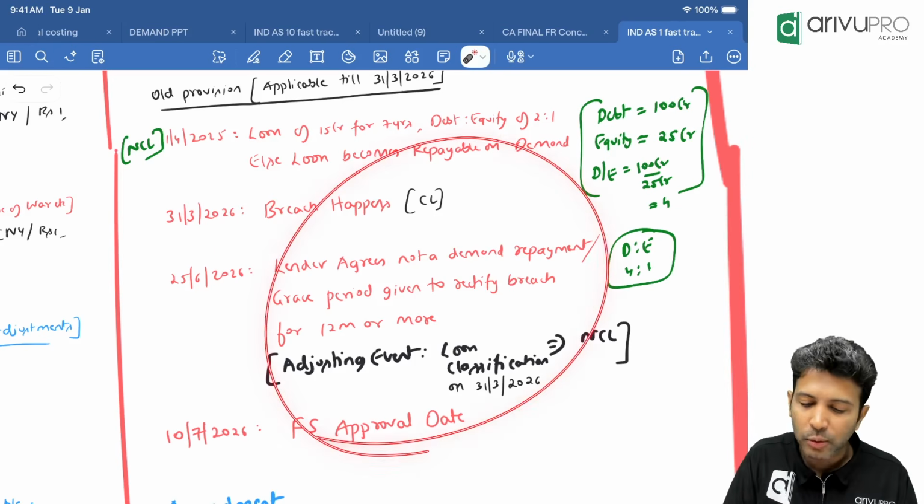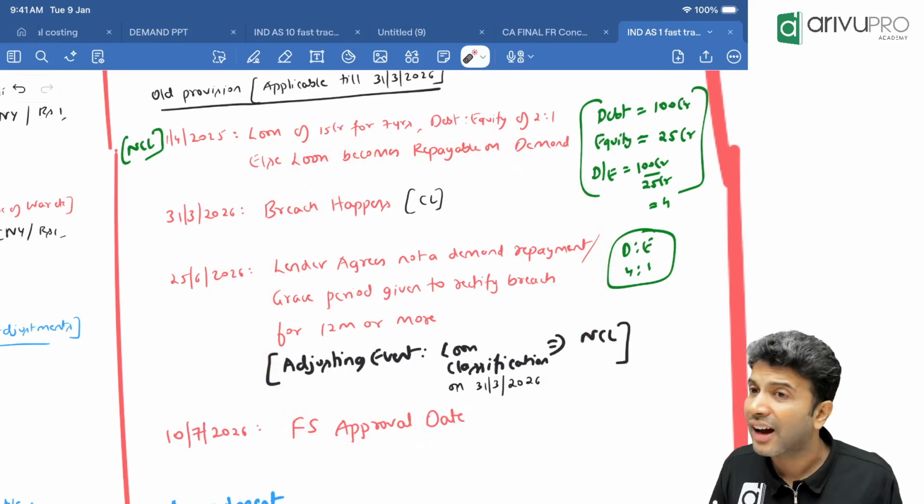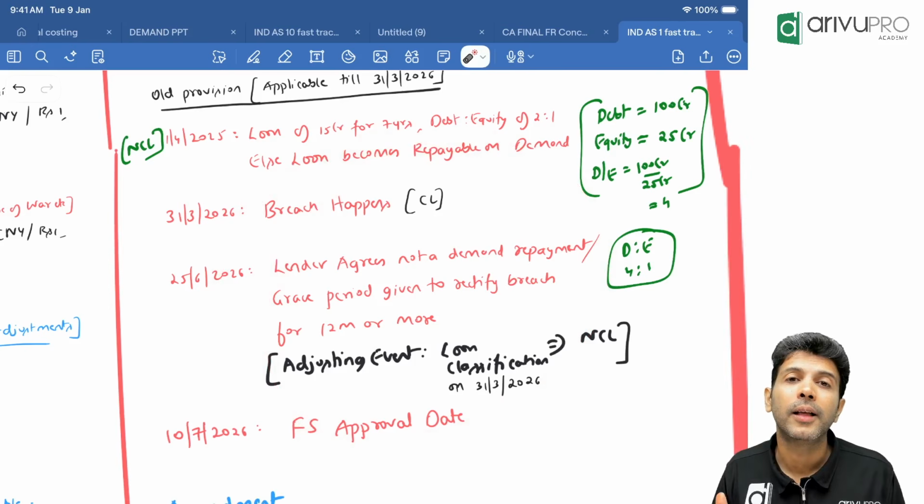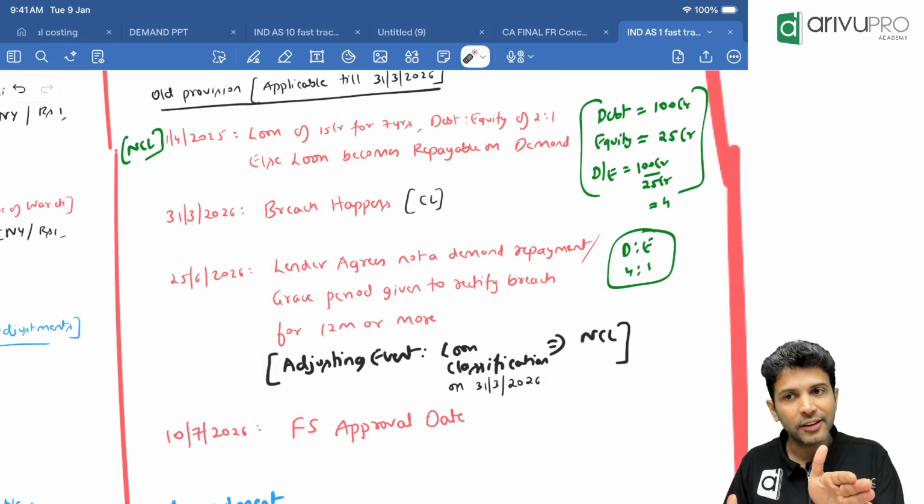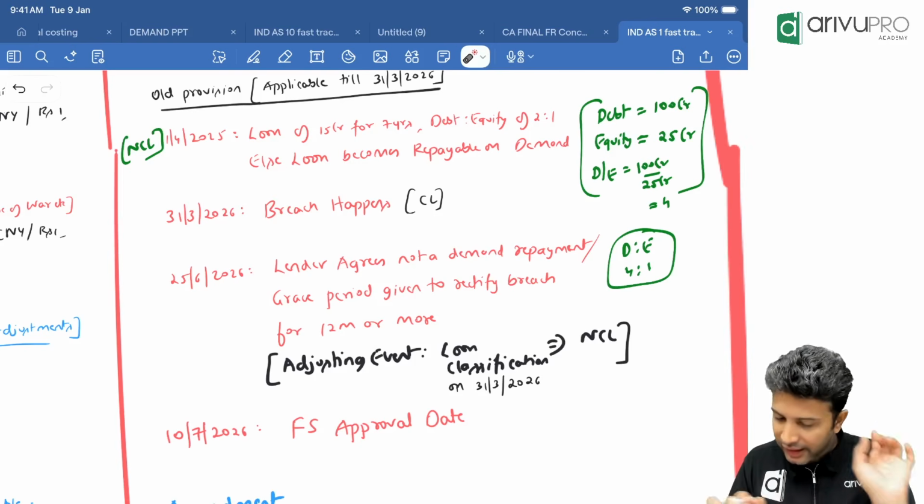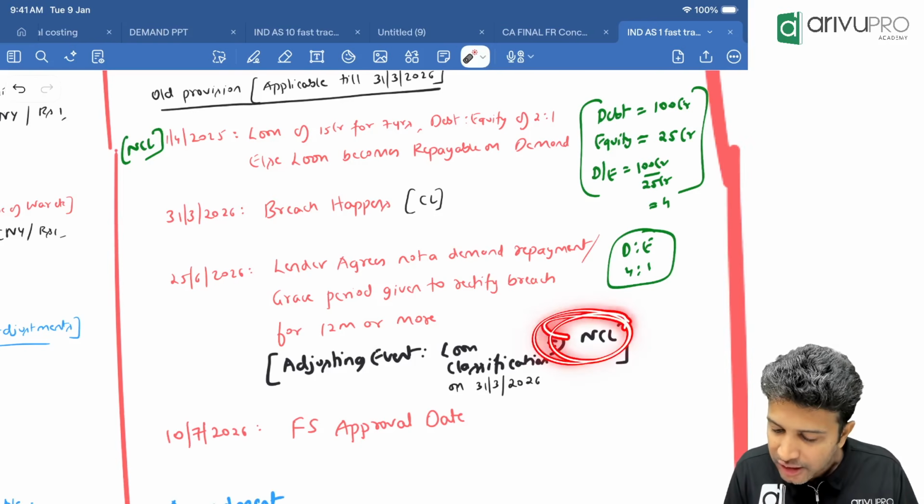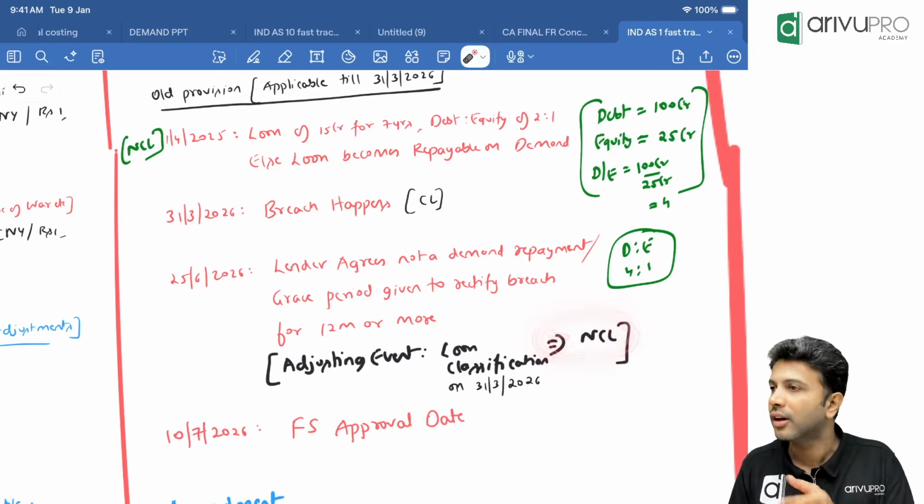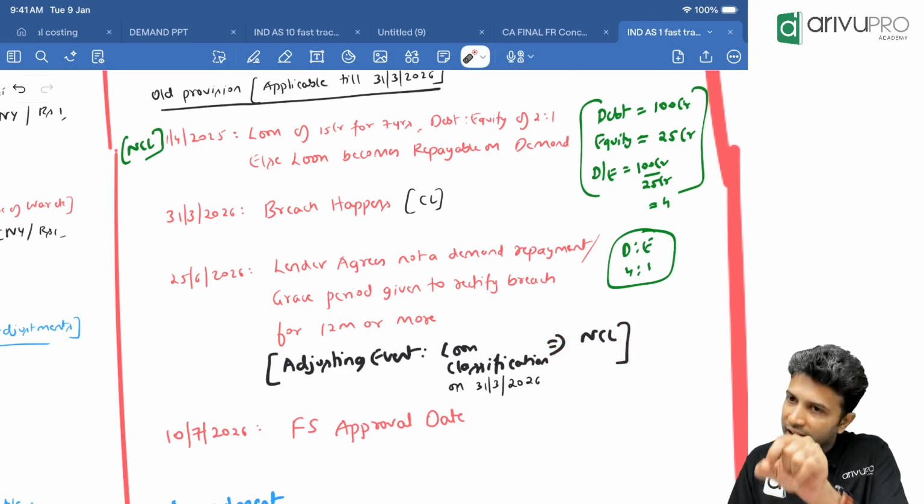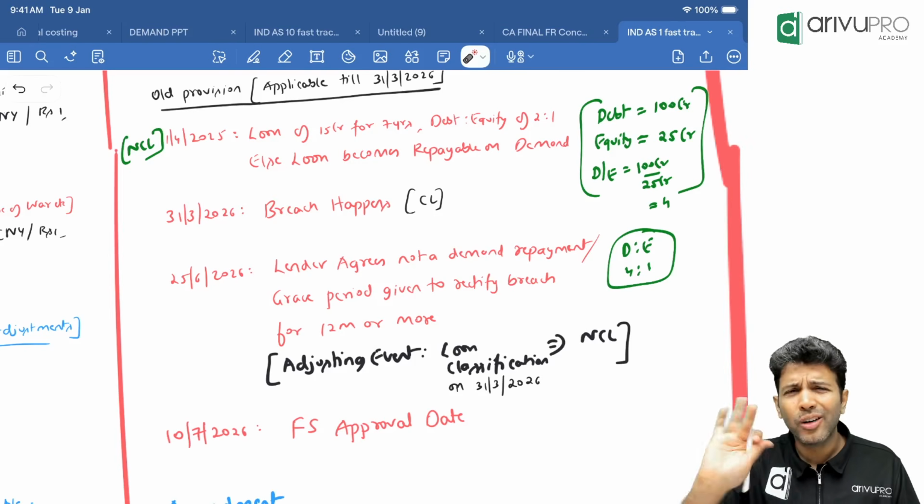Actually, this was a carve out. Carve out means what? The difference between IFRS and Ind AS. Ind AS said, what is the classification? Ultimately, what is the classification of this loan here? Non-current liability. IFRS, you know what they said? I don't worry about all this.